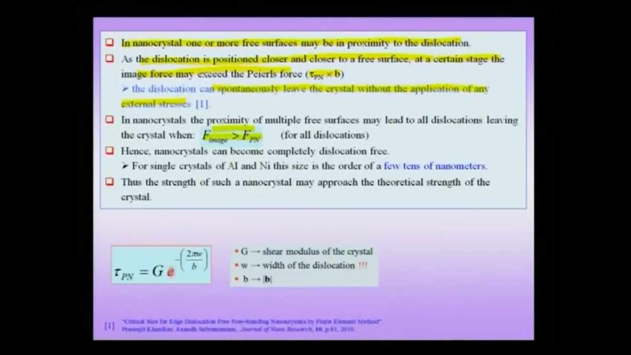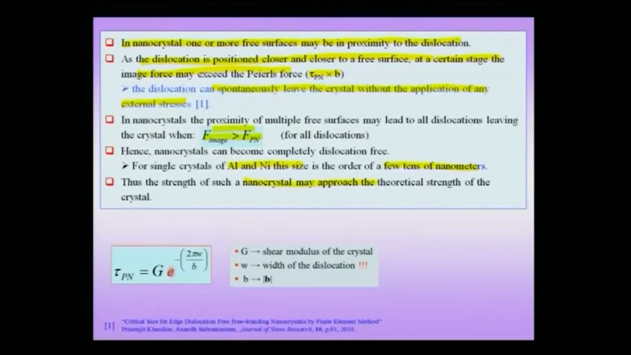And for aluminum single crystals and nickel crystals, this size has been found to be of the order of about tens of nanometers, wherein the crystal is found to become spontaneously dislocation free. So, we will have a few more things to say about this in the coming slides. But the beautiful thing is that if it becomes spontaneously dislocation free, the nanocrystal may approach the theoretical strength of the crystal. That means you can now produce extremely strong nanocrystals merely because the dislocations are leaving the crystal, and of course I am assuming these are glissile dislocations which have the ability to move. Then I can have a dislocation free crystal which is extremely strong.